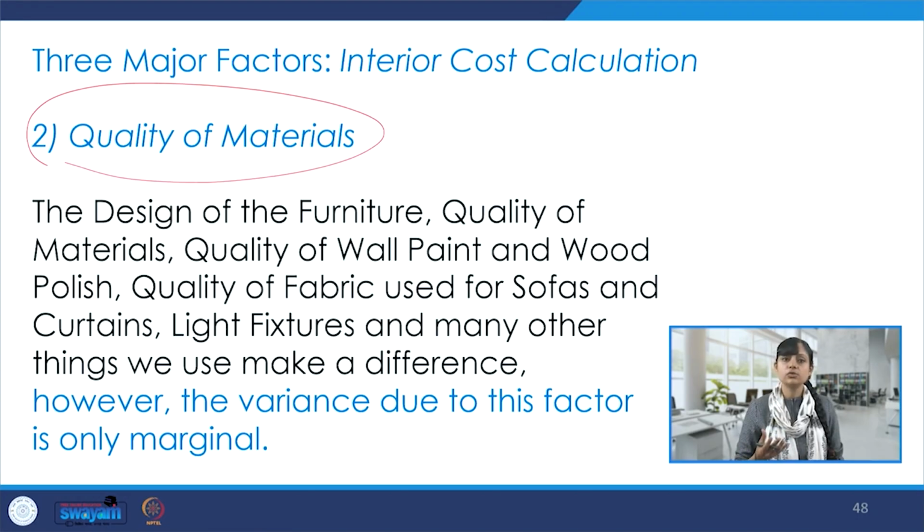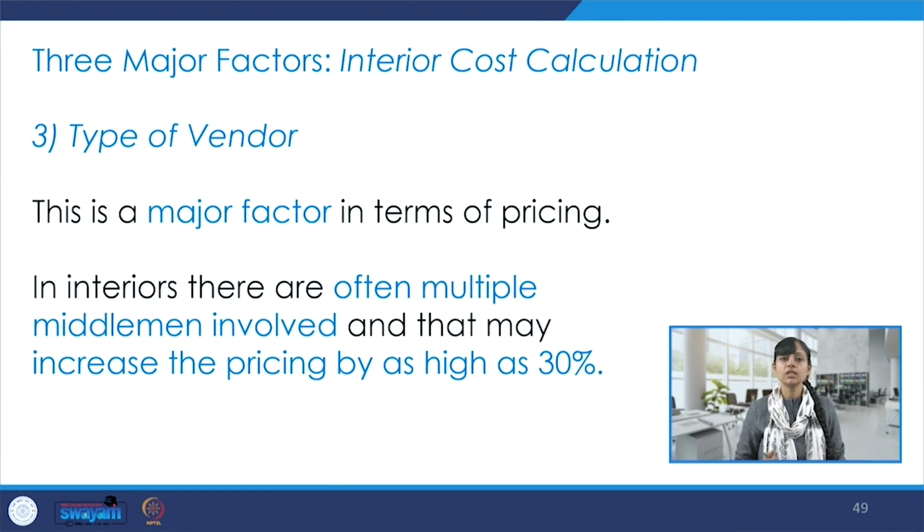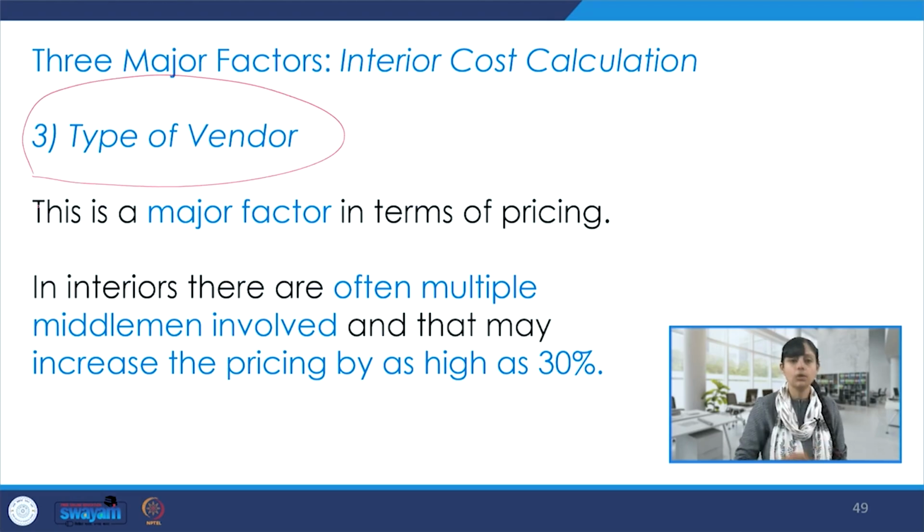However, the variance due to this factor is only marginal. It makes a difference, but it is not very significant compared to the other two factors. Third is the type of vendor. This is a major factor in terms of pricing. In interiors, there are often multiple middlemen involved, and that may increase the pricing by as high as 30%, which is quite alarming.